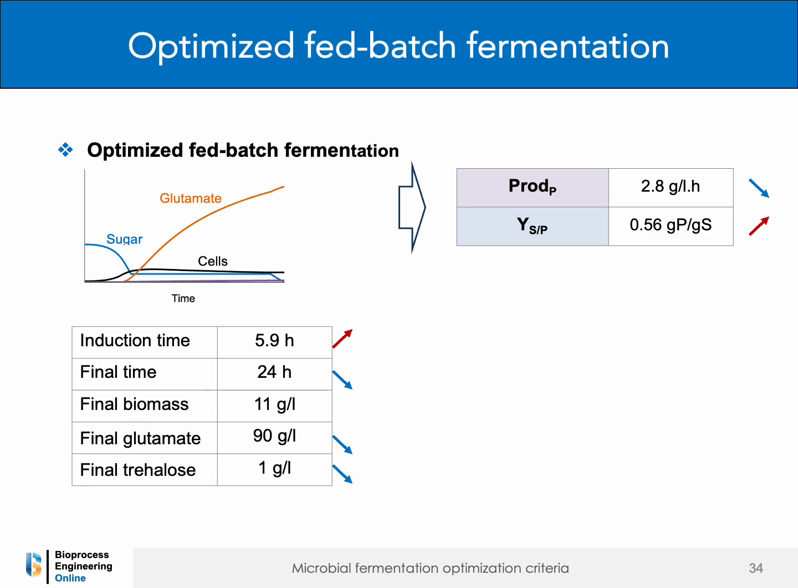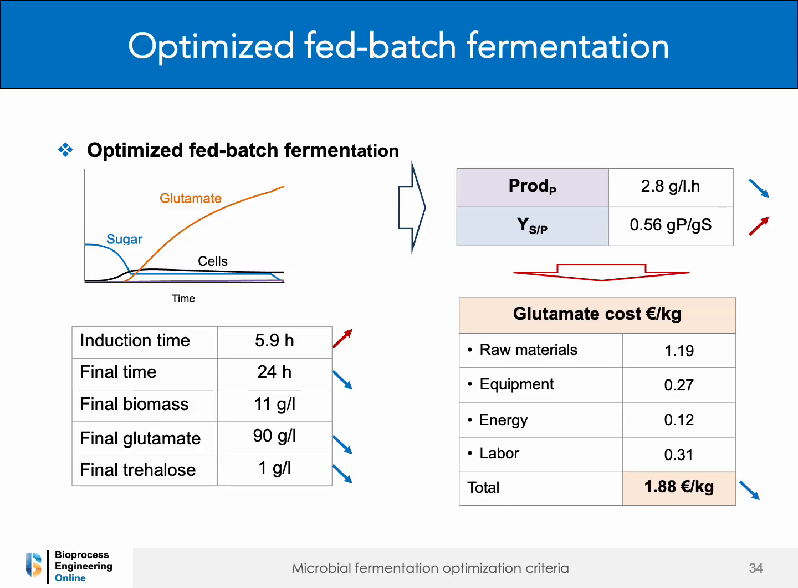The sugar conversion yield increases strongly from 0.52 to 0.56 grams glutamate per gram sugar, primarily due to reduced trehalose formation. As a consequence, the glutamate production cost decreases to 1.88 euros per kilogram.